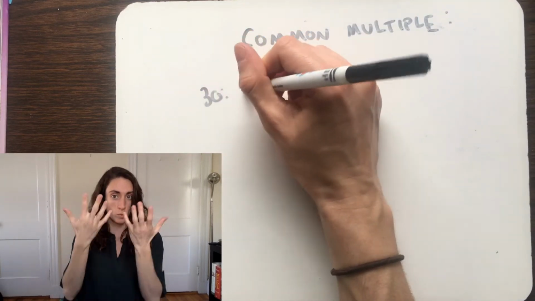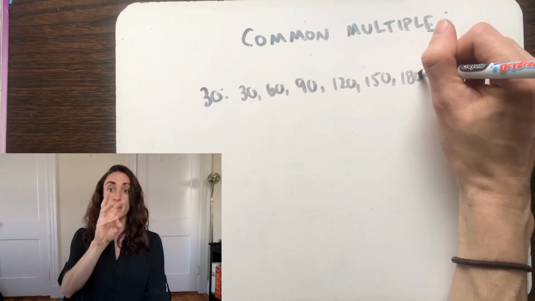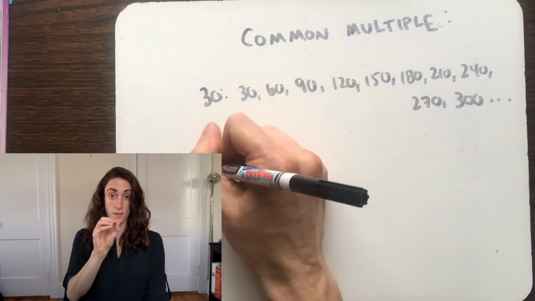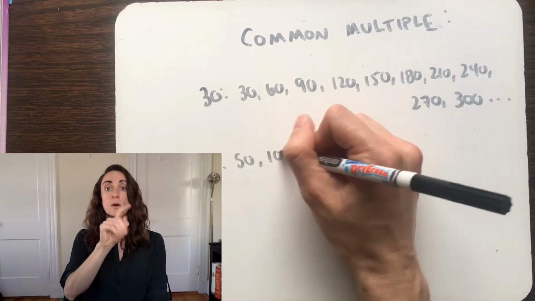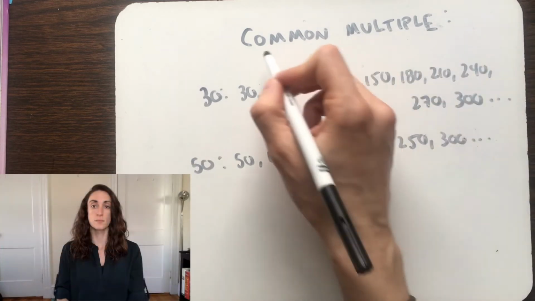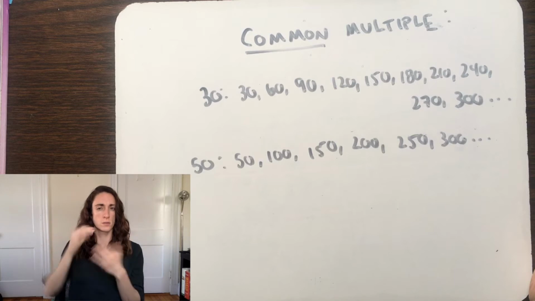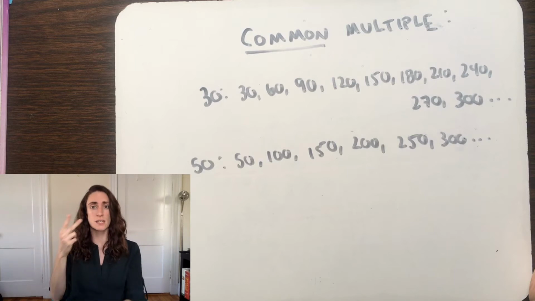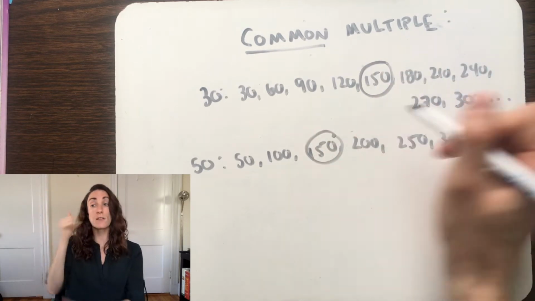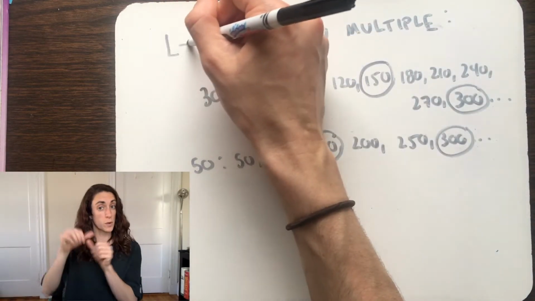So if we list those out for 30, it looks like 30, 60, 90, 120, 150, and so on. And the multiples of 50 would be 50, 100, 150, 200, etc. Now we're looking for any multiples which are common to both 30 and 50. So what shows up in both lists? We can take a quick look and see that both lists contain 150 and 300. And if we were to continue listing more multiples of 30 and 50, we'd see more common multiples come up.